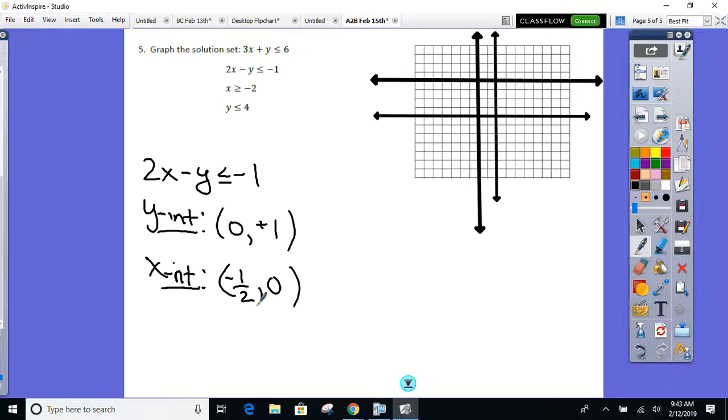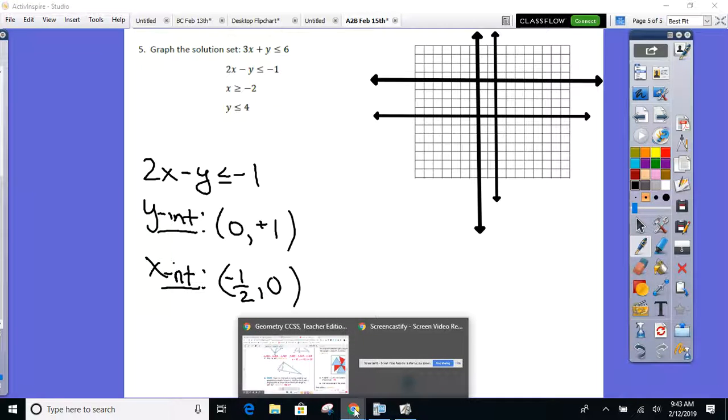Almost made it. Please don't leave your colored pencils on your desk. Straight edges, colored pencils, put them away.